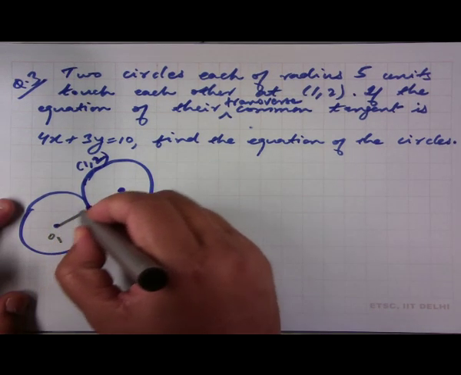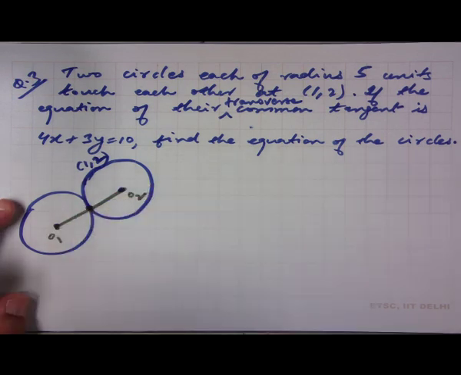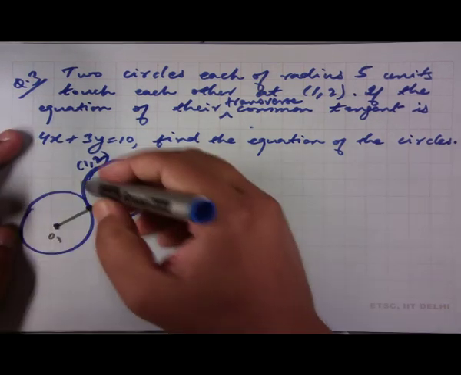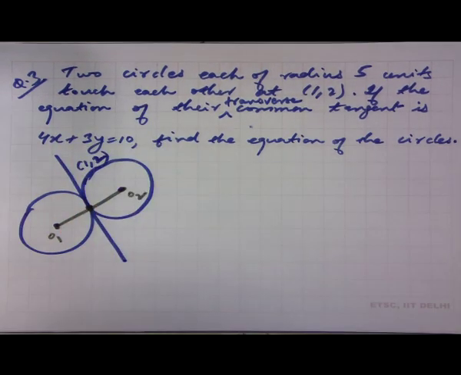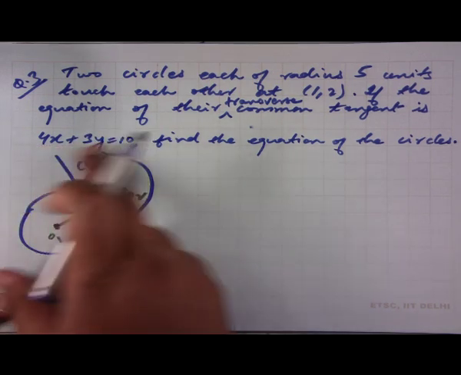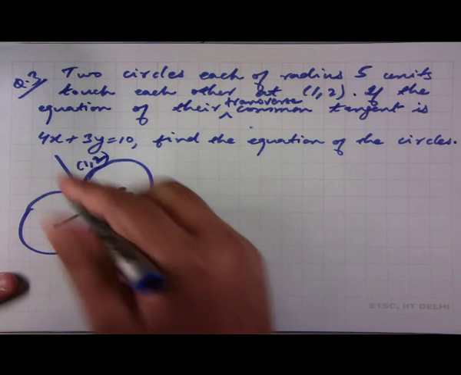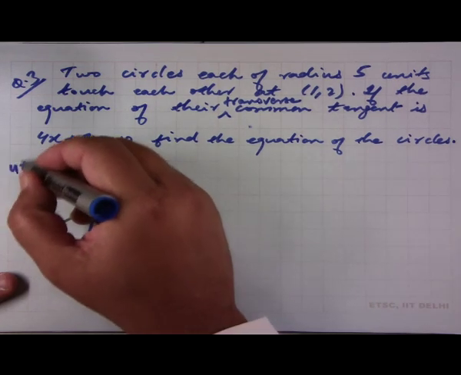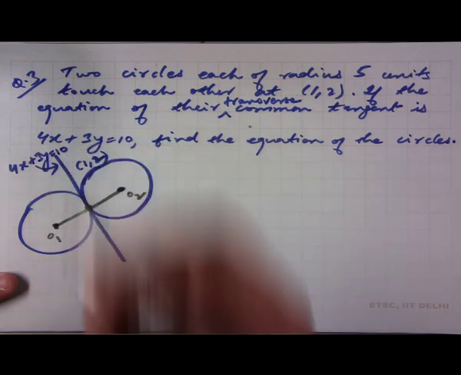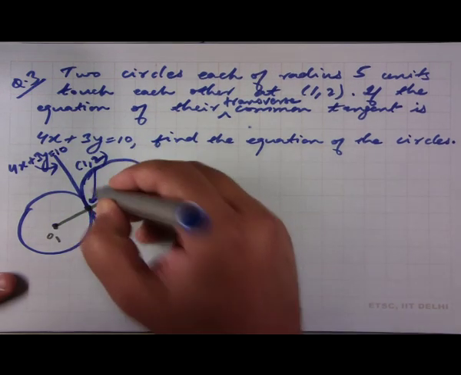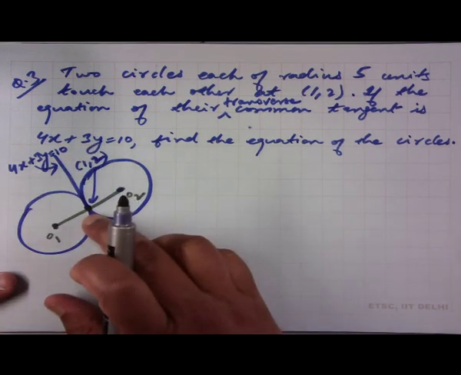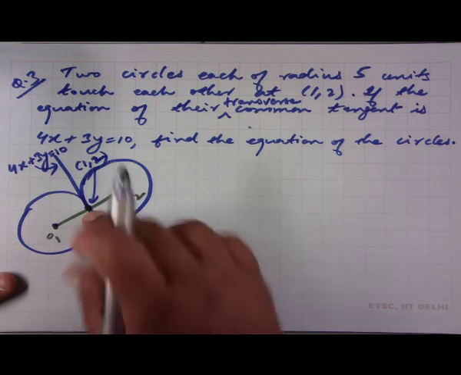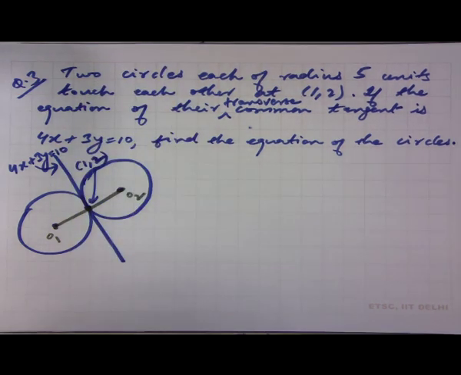Let this be the straight line joining the two centers, and the transverse common tangent, which is this blue straight line, has equation 4x + 3y = 10. One can check that this point (1, 2) satisfies this equation, because obviously the point where these two circles touch has to lie on the transverse common tangent between these two circles.